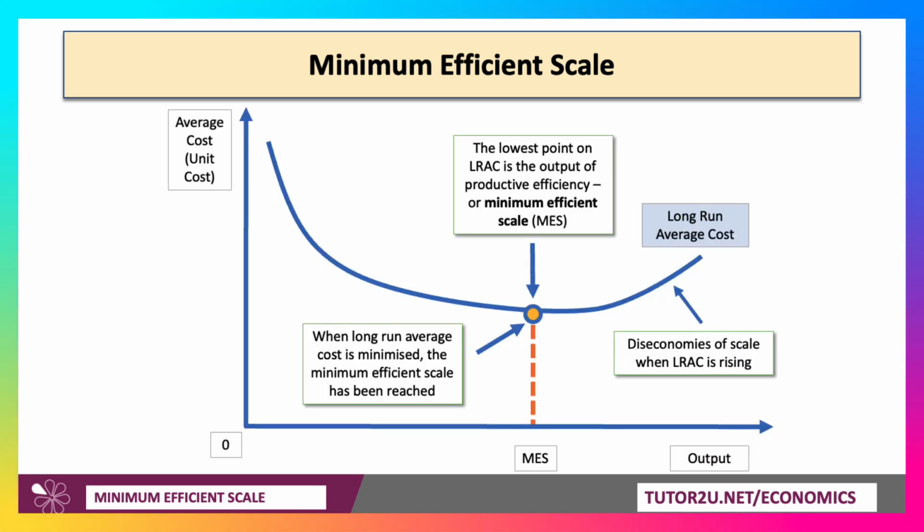So here is our long run average cost curve. When average cost is falling, you have economies of scale, but when you reach the minimum point, I mean, you don't have to be exactly at the minimum, somewhere close, within 3 or 4% is fine, then the minimum efficient scale has been reached. So think of the MES as the point of productive efficiency in the long run. Beyond that point, there is the risk of diseconomies of scale, where average cost starts to go up.